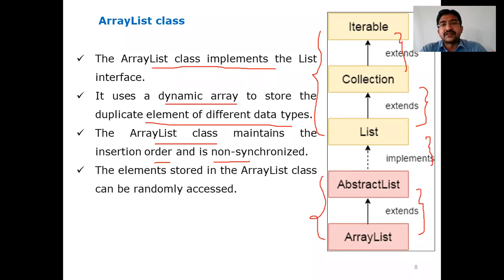Normally, an array starts the indexing 0, 1, 2, 3, like this. But here in the ArrayList, it maintains the insertion order, whatever order the elements come in, and it is non-synchronized. Non-synchronized in the sense the elements stored in the ArrayList class can be randomly accessed. So we can access the 5th element, 7th element, wherever we want, we can add, wherever we want, we can access those elements. So this is the introduction about the ArrayList part.